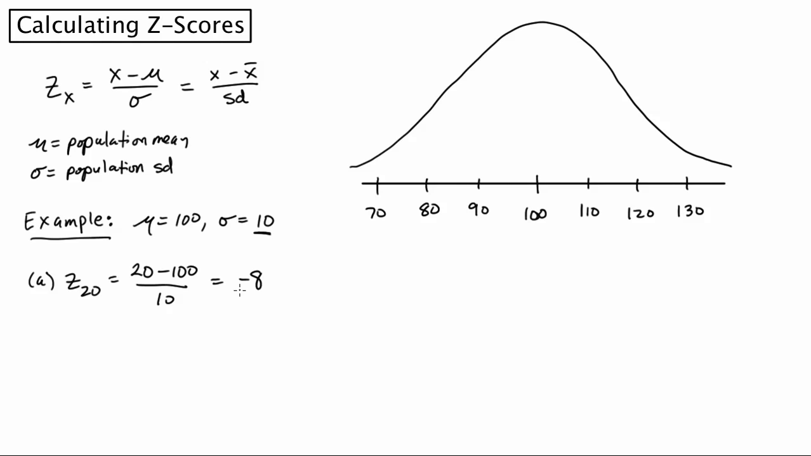So the question is, what does the number minus 8 mean? Well, minus 8 refers to 8 standard deviations below the mean. So this is 8 deviations below the mean. So let's sort of put this into context.